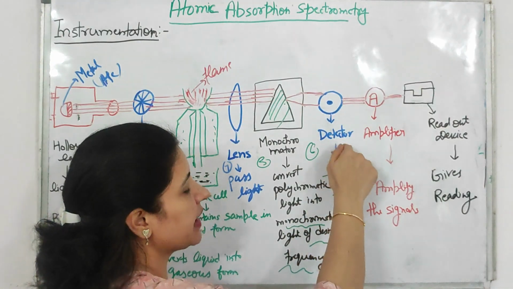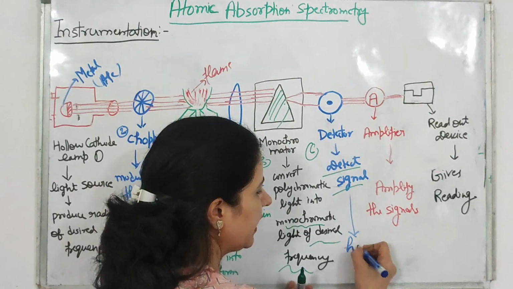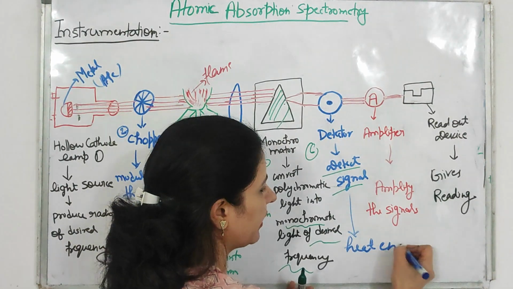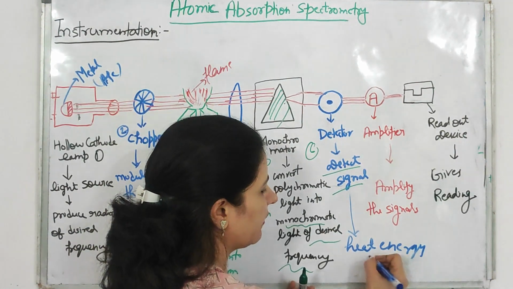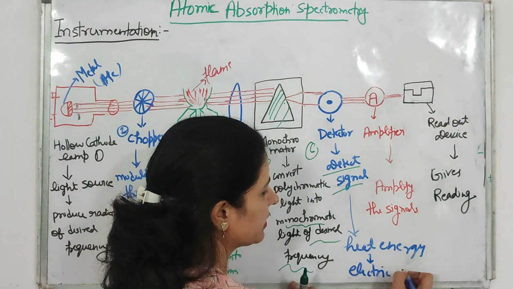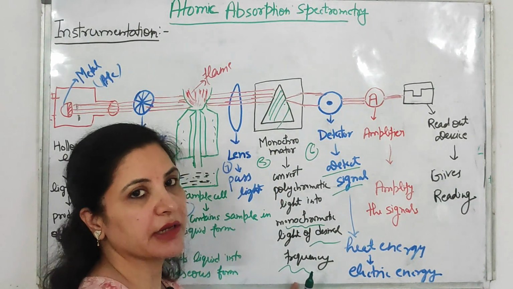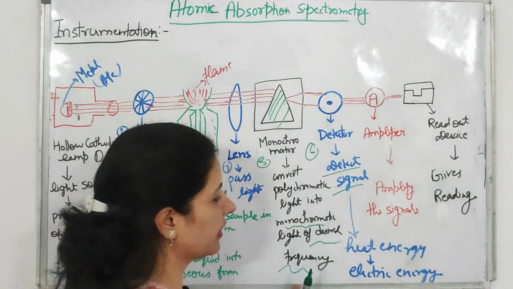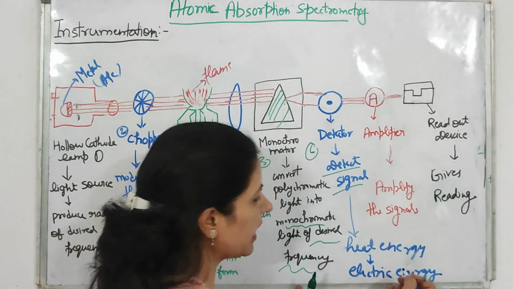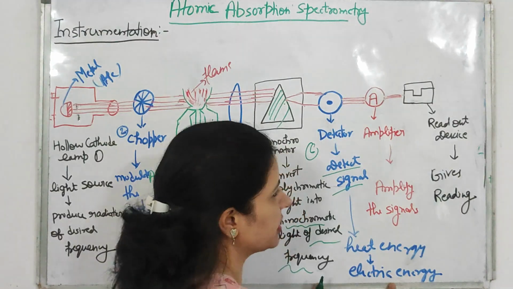And the function of this detector is also that it will convert your signals of heat energy into electrical energy signals. Got it? Because you cannot measure heat energy signals, you can only measure electric energy signals. So the detector will detect the signal and convert your heat energy signals into electric energy signals.